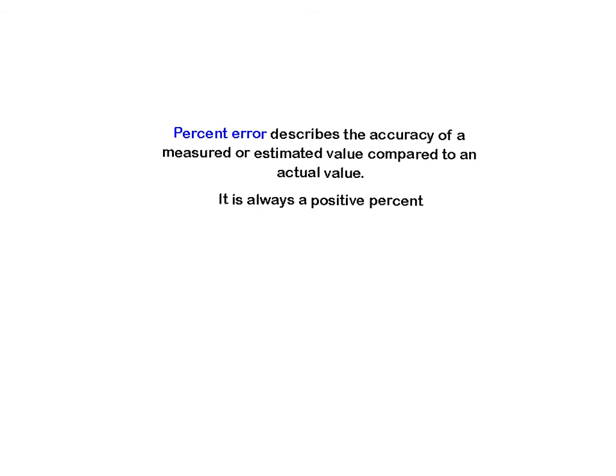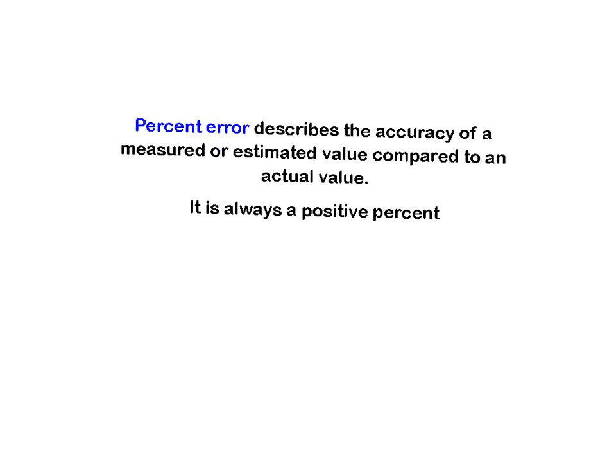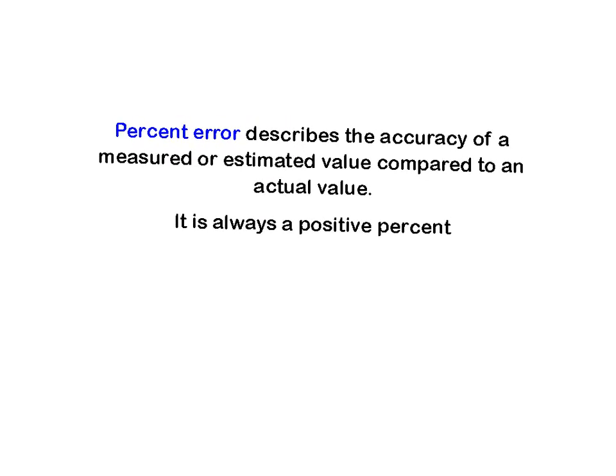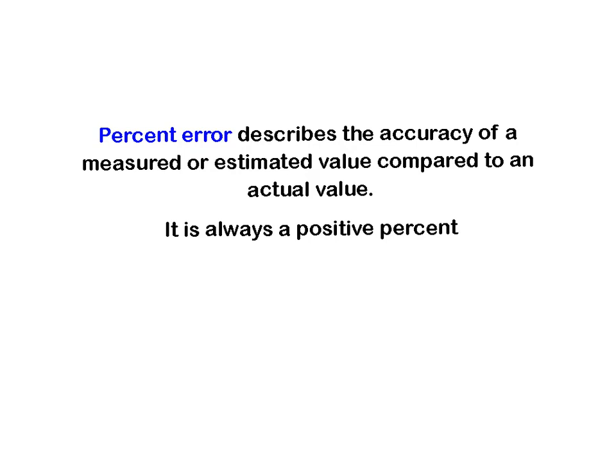Percent error describes the accuracy of a measured or estimated value compared to an actual value. It is always percent. I just wanted to put this definition in here because, like I said, what we're finding there, you can calculate many different percents. You can find, they sometimes call it the error when you're finding the difference, or you call it the change, percent of change or percent error, percent increase, percent decrease.